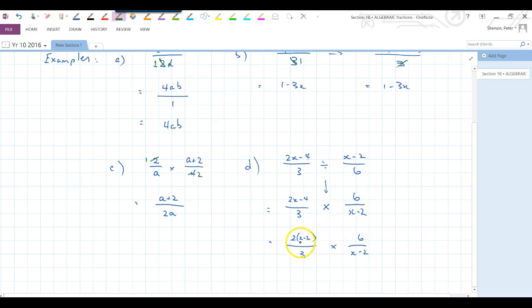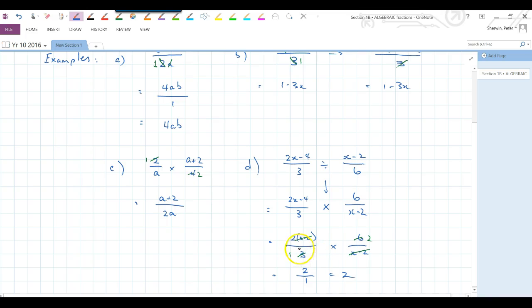This is often the case in these questions. We've now got an x minus 2 that's a common factor. We can cancel. The 3 and the 6 have a common factor of 3, so we can remove those. And this is a vast improvement. This is just a 1 now because that's all gone. 1 times 2 on top, and underneath I've just got 1. So my answer is 2 for D. It just comes back to 2.